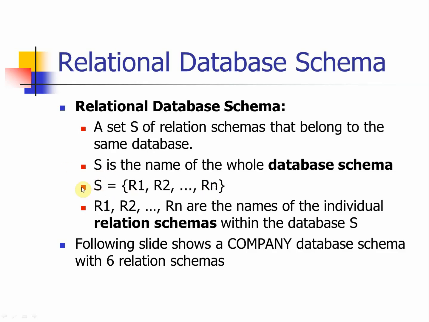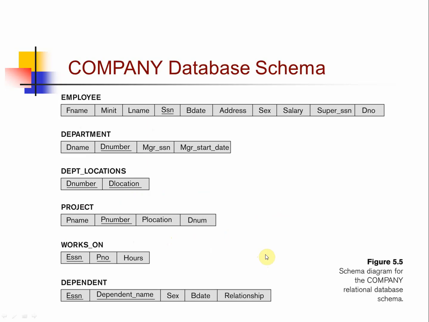You won't really see the company inside of the relational schema diagram, but what it's trying to say is that these relations combined together form a company database. So R1 through Rn indicate the relational schemas. The following slide shows a company database schema with 6 relation schemas. You don't really see the company inside of your relational schema diagram, because when you sum up all of these 6 things together, you form a company database.